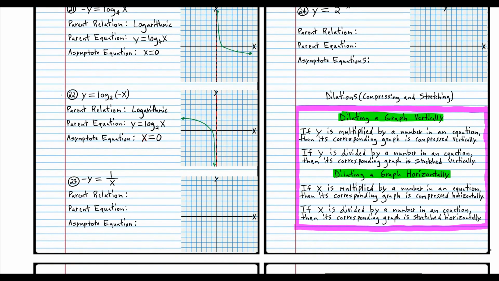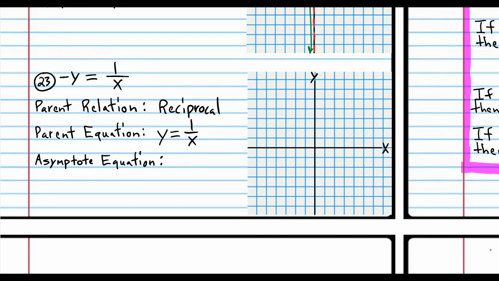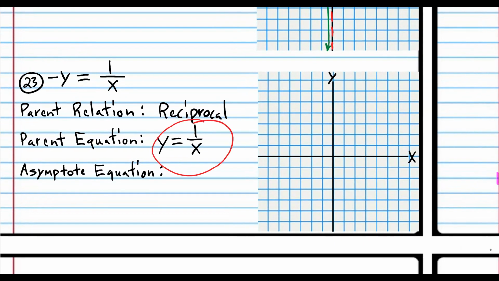So we have a variable in the denominator of a fraction, so the parent relation that we're going to use is the reciprocal relation, and the parent equation is y is equal to 1 over x. And there's a negative in front of the y, so we're going to reflect this across the x-axis. But first, let's graph the parent equation. That'll help us understand what's going on here.